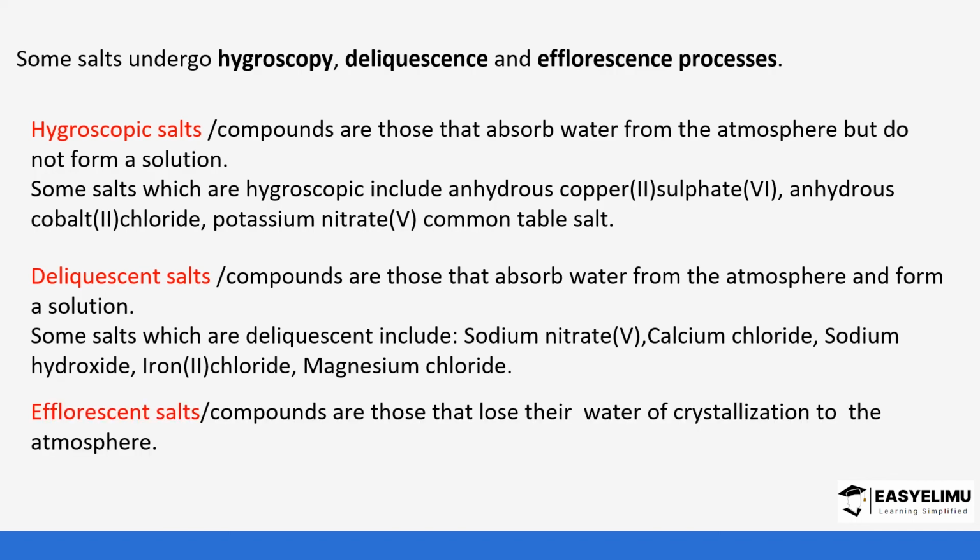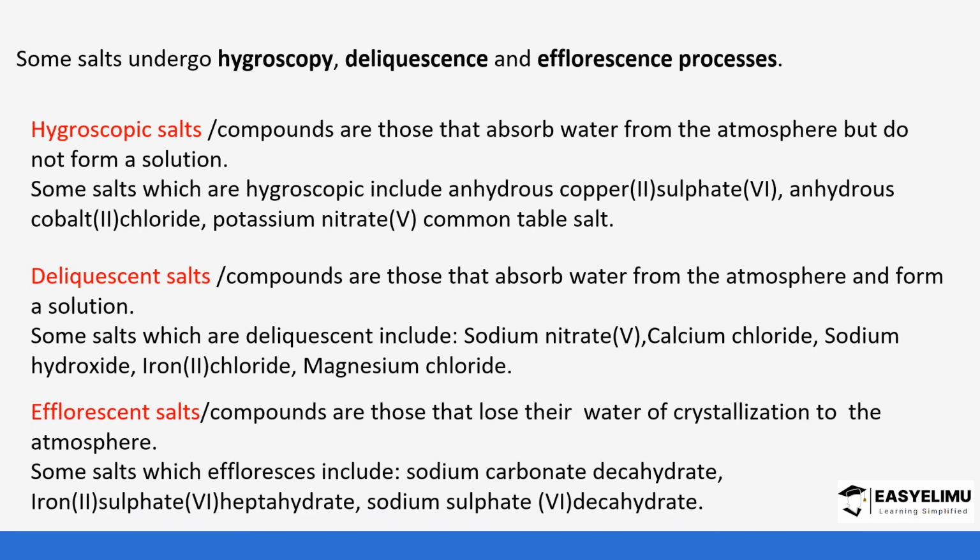And then we have efflorescent salts. These are the ones that lose their water of crystallization in the atmosphere. For example, we have sodium carbonate decahydrate, iron(II) sulfate heptahydrate, and sodium sulfate decahydrate. These ones, when you expose them to the atmosphere, lose their water of crystallization.